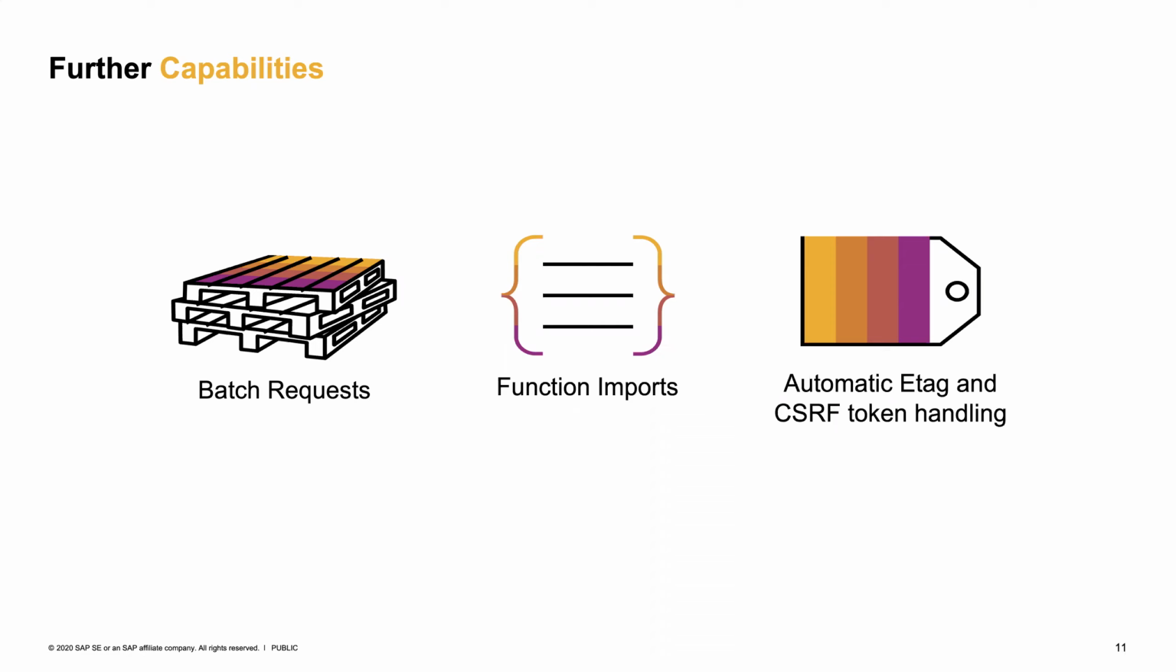And of course, ETAG handling and CSRF token handling happens automatically under the hood. So there's nothing that you need to take care of, except if you need ETAGs, then you can basically leverage the functionality that is already there, also making it easier than the usual parsing, basically. This is both supported in v2 and v4.